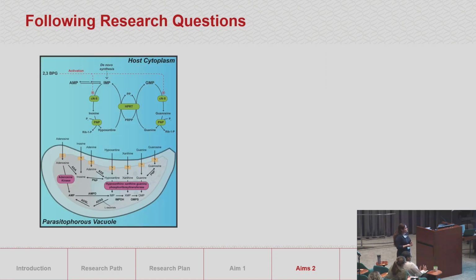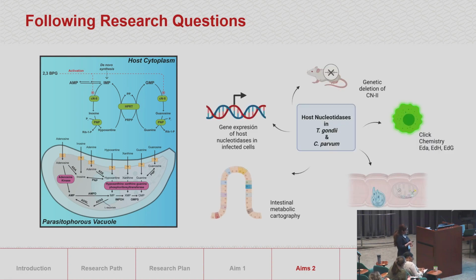So there are many questions to answer because this is a very complex pathway: how the parasite takes purines from the host cells. I want to continue this study using click chemistry, nucleotide metabolic profiling, spatial metabolic cartography, and gene expression and knockout of CN2 in other different cell lines.